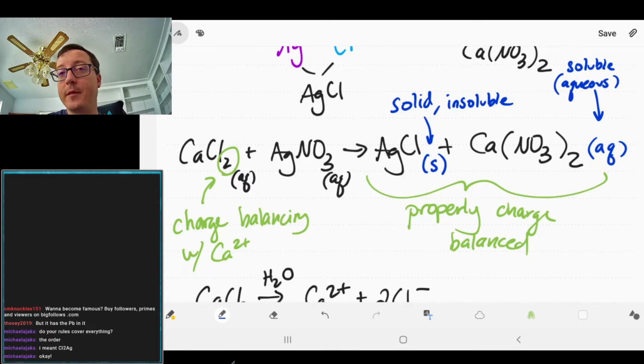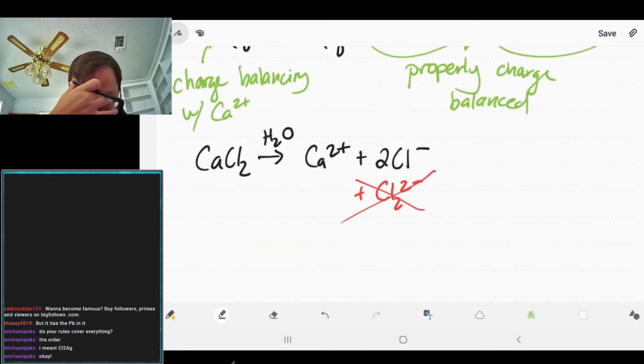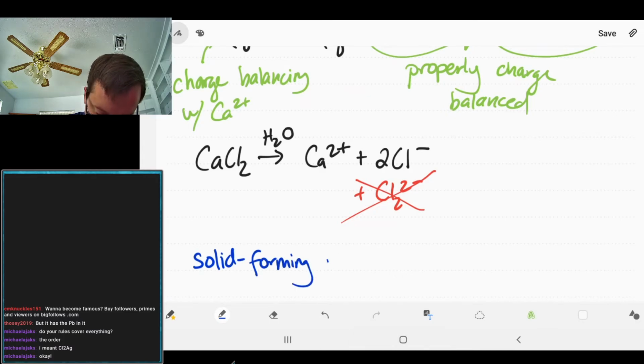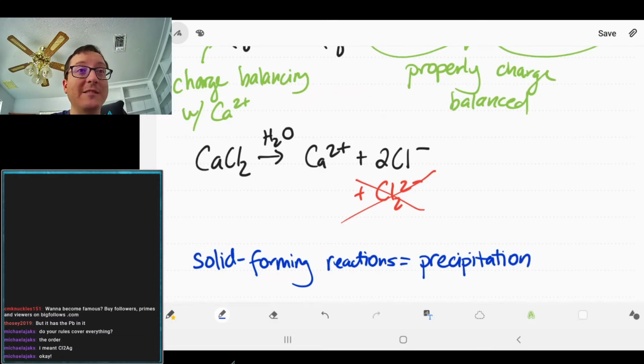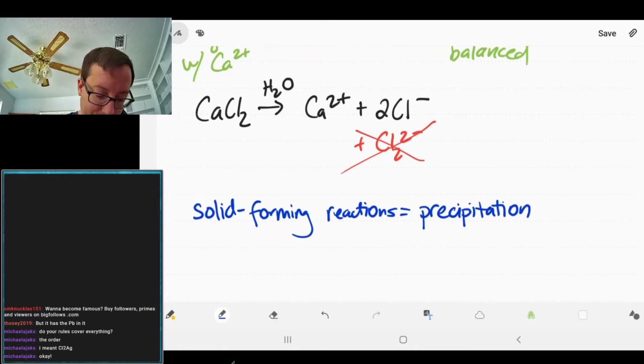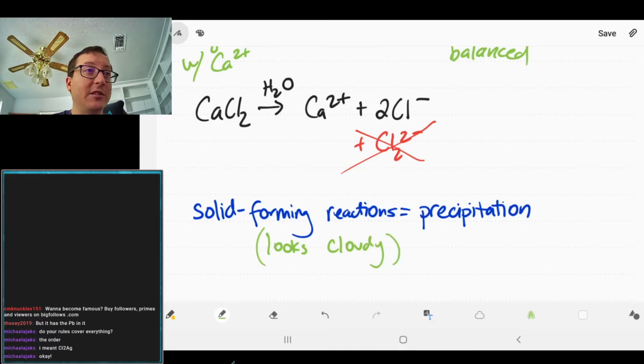All right. So we see here that we're mixing two solutions, two aqueous components, and we're getting out of this reaction a solid. These are called precipitation reactions. So we're forming a solid in this. And often what that looks like, since we're forming just particles of solids, is it will look cloudy.